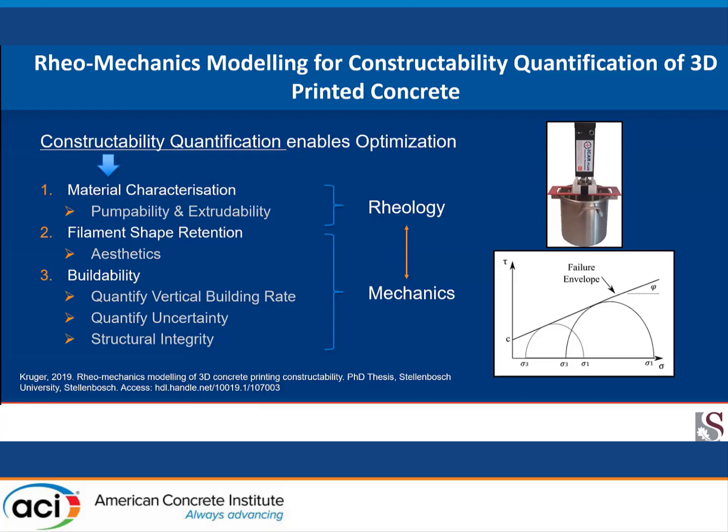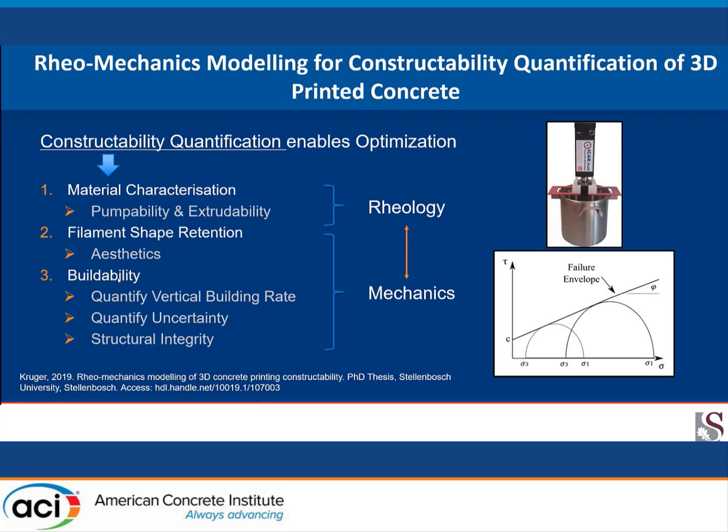So what I did, I characterized that pumpability and extrudability with rheology. I used the ICAR rheometry that you can see over on the right. And then I moved on to filament shape retention. This is the maximum filament layer height that you can print without plastic deformation occurring under self-weight. So in essence, preventing excessive deformations, right? This is crucial if you want good aesthetics for your entire structure.